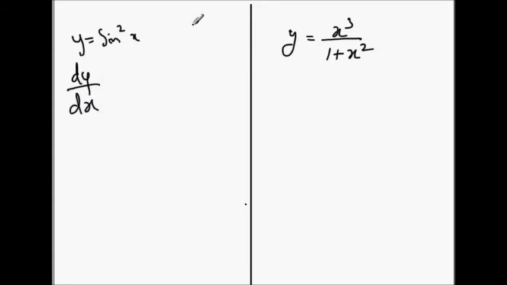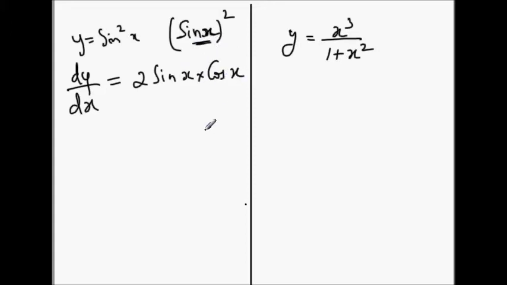The square function first. This should be taken as (sin x) the whole squared. Therefore, the square function should be used first, and this is a chain rule question. 2 sin x for the square, and the derivative of sin x would be times cos x.